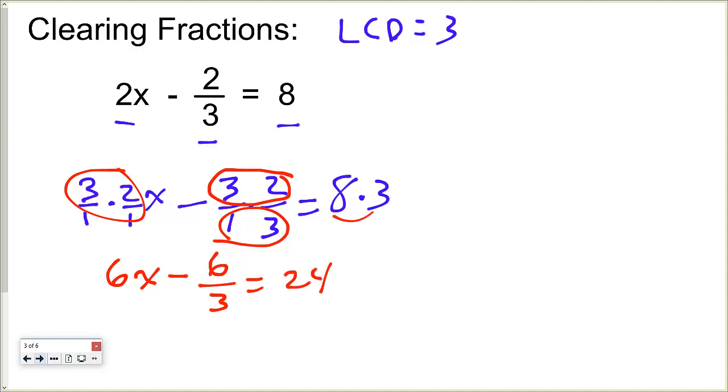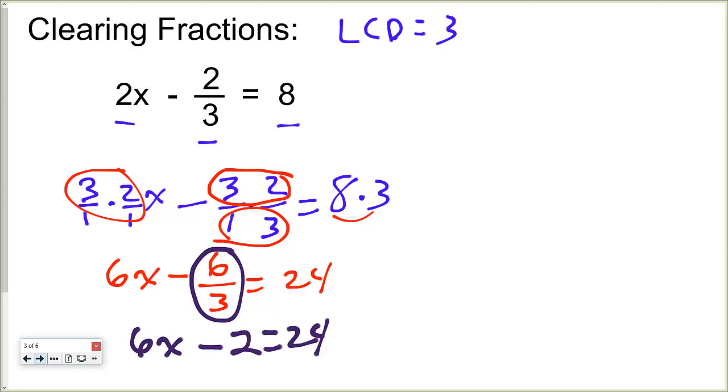Now I just need to simplify a little bit, so 6x minus, and then 6 divided by 3 is 2, and that equals 24. And now you just continue solving for x like you normally would do with reverse order of operations or reverse PEMDAS.